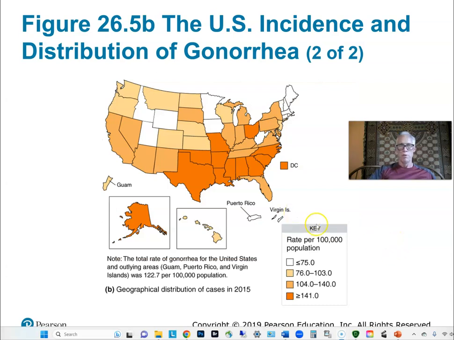There's a distribution map showing the areas of the country where there's the greatest incidence, but if you look at only about 10 years ago, there were almost all white states over here, so this is a disease that's becoming more prevalent all over the country.